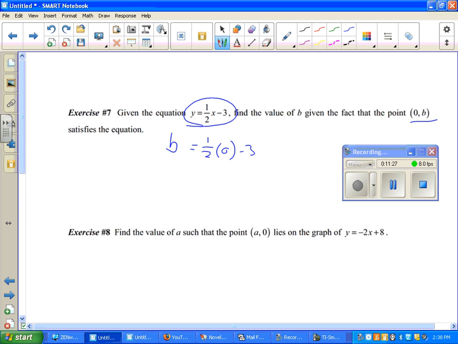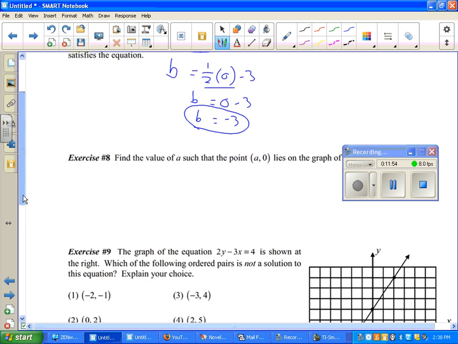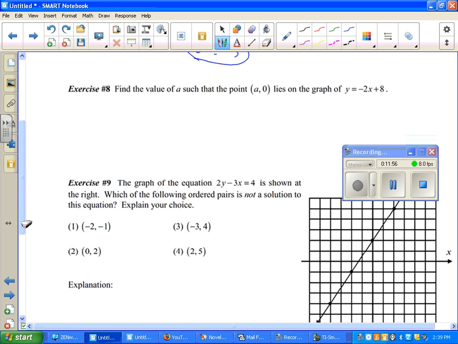So now all you have to do is 1 half times 0. Everyone is? 0. So 0 minus 3 is? Negative 3. Did we answer the question? Yes. It said solve for b. So that's a Regents multiple choice type question. However, you're like, well, it's not multiple choice, but yeah, they give you a multiple choice section of that. Try number 8 on your own.